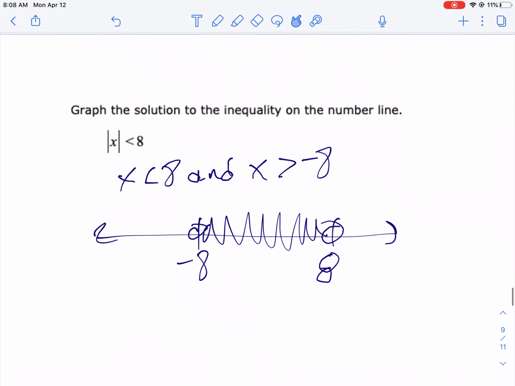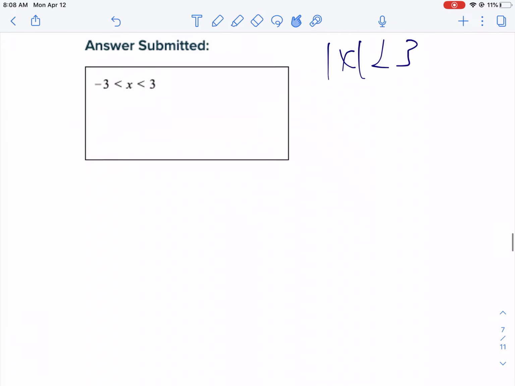Okay, your MT5 redo is open for you. Please complete that.